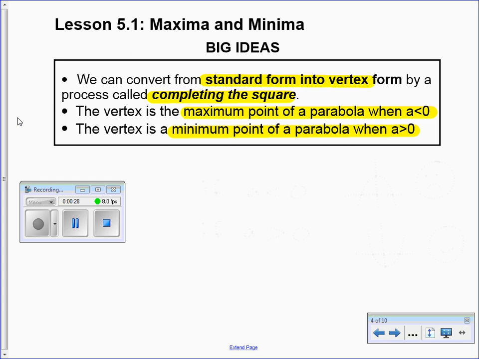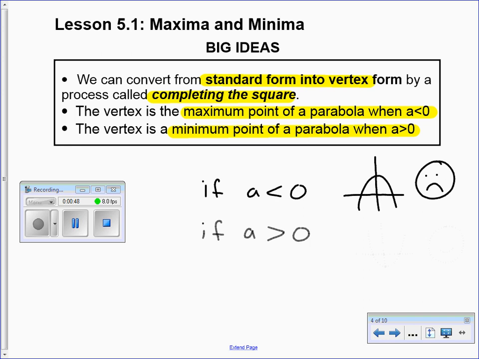The vertex is the maximum point of a parabola when a is less than 0, and the vertex is a minimum point of a parabola when a is greater than 0. If a is less than 0, we have a parabola that opens down, and I call that a sad parabola, and that is a maximum. Now if a is greater than 0, I graph a little thing like this to remind me that we're looking at a minimal value.